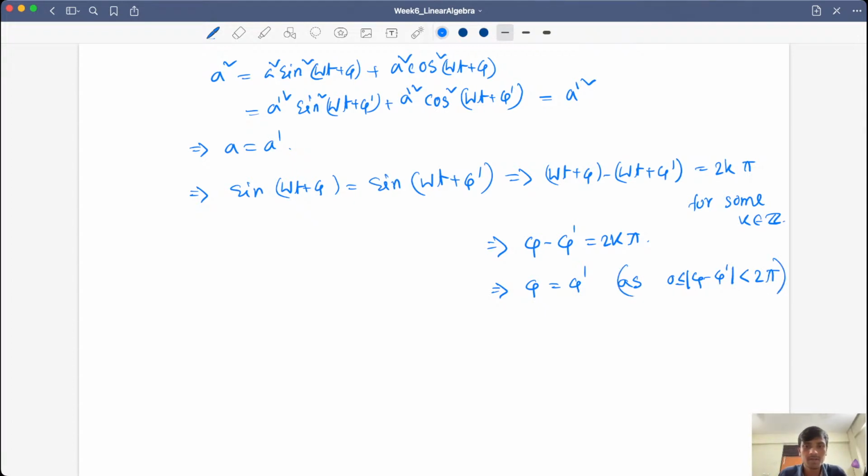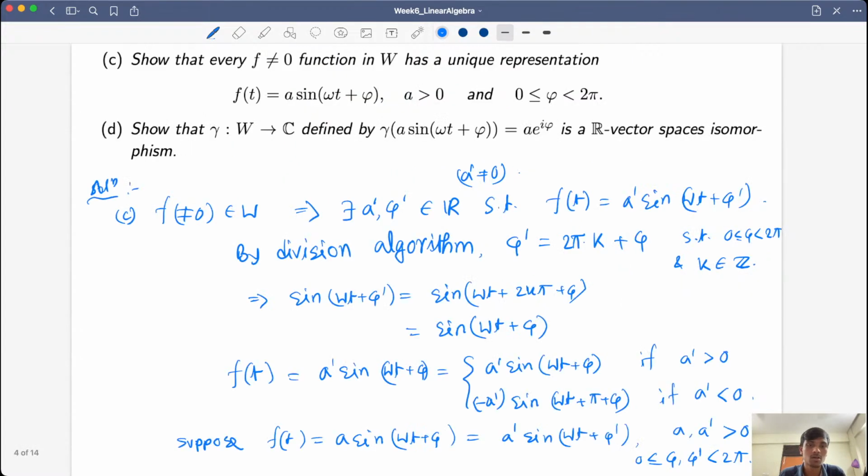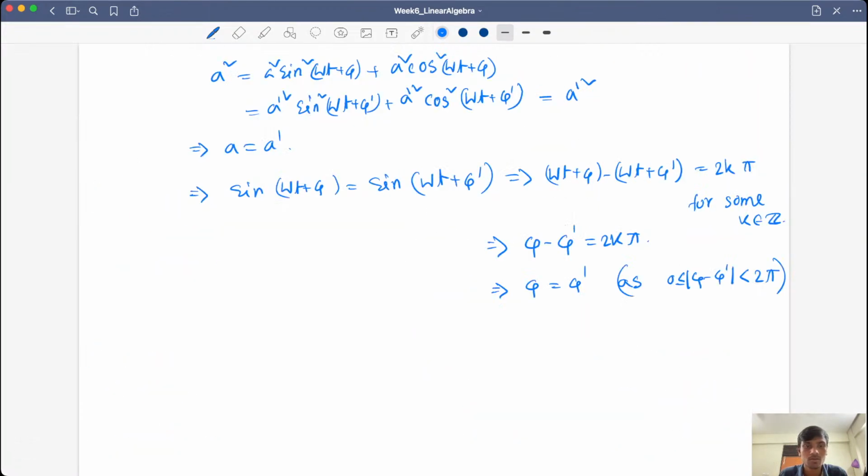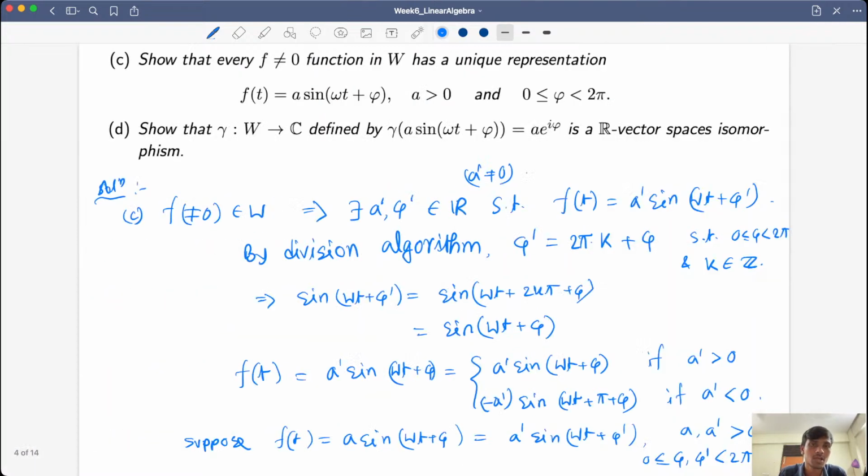So hence a and a prime are the same, phi and phi prime are the same, so this representation is unique. Note that if f was 0, then I could take a equal to 0 and phi could be anything, so whatever phi you take between 0 and pi, each will work. That's why this uniqueness appears only for f not equal to 0.